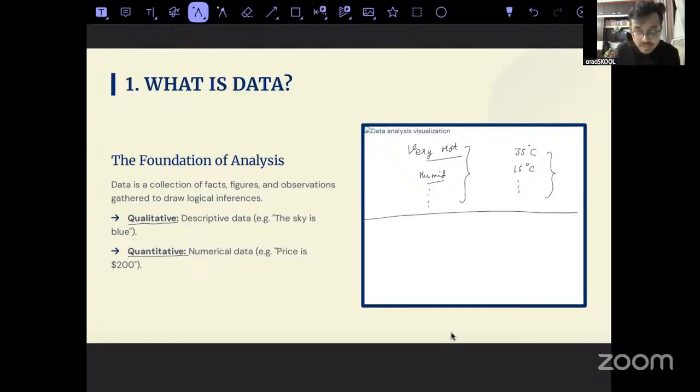You can say what is data? It is raw facts. And data is something which helps you understand the information and gives you decisions at that particular point of time.